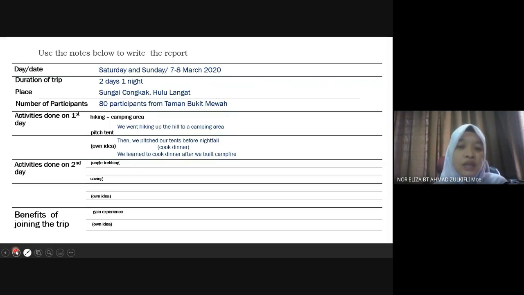Okay, now, can you just tell me what other ideas you have to be included as the activities done on the first day? Anyone? For this one, where you have to have your own idea, can you just throw me your ideas, please? What would be your idea when you have to give your own idea to write this report? I have cooked dinner here. How about you?